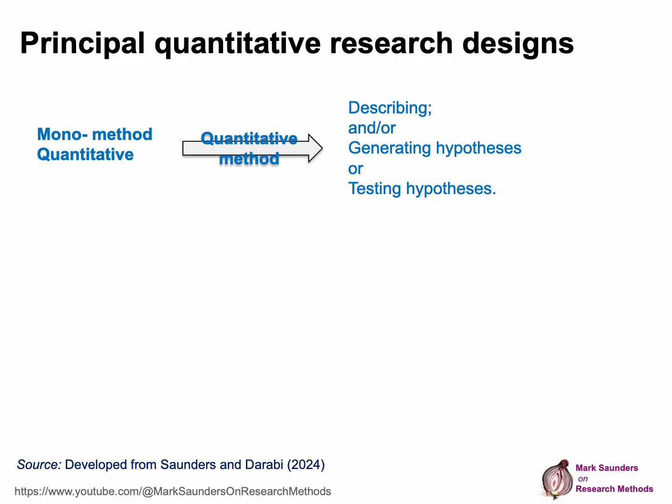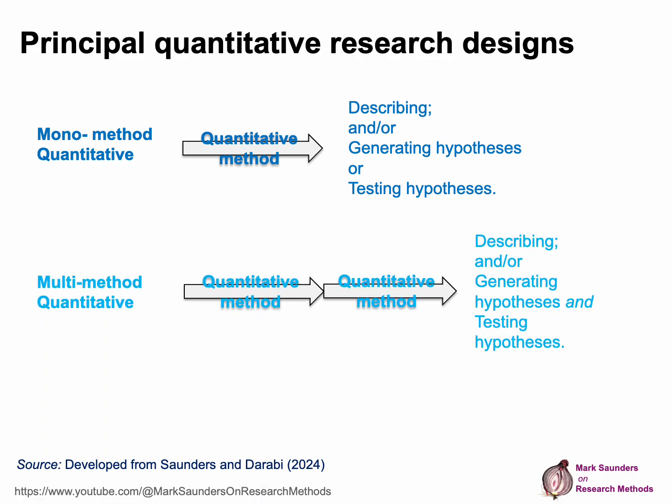And what we do is we use these methods to either describe what's going on, or we could be using them to describe and generate hypotheses, or we could be using these methods to describe and test hypotheses, or we could be using them just to test hypotheses. So we have a variety of choices within that.